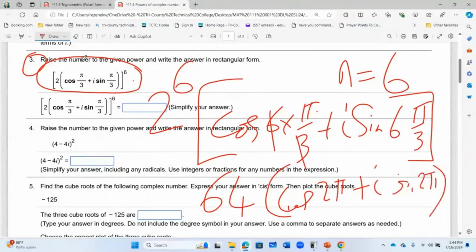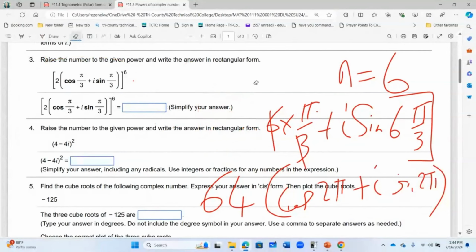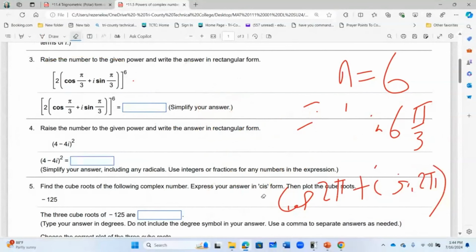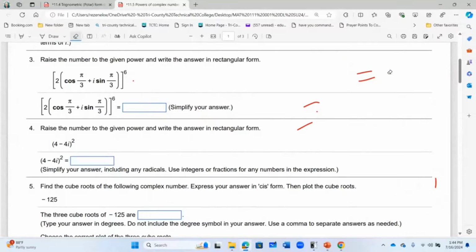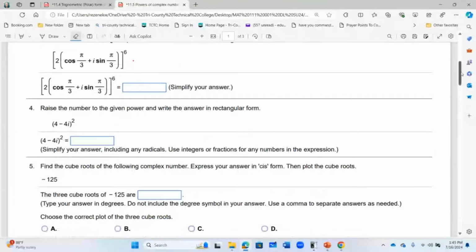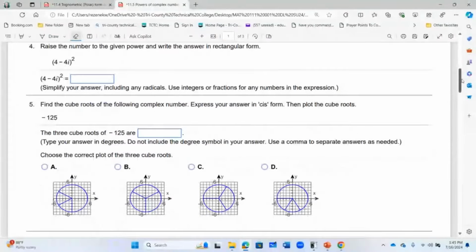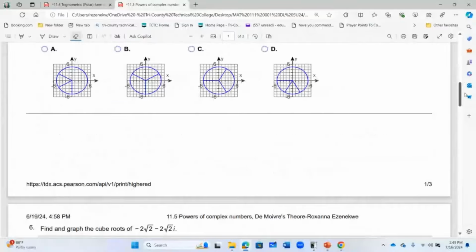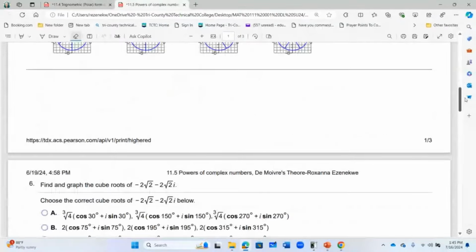In number 4, the original question is in rectangular form. So the first thing I have to do is convert. Actually, we can expand this, we have already done something like this. But let's get one that is in another form, something like find the cube root. I'm not doing the cube root of that for now.